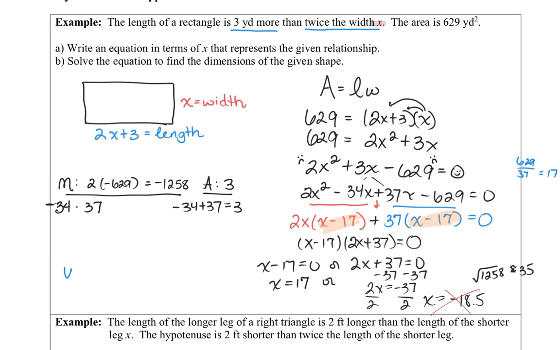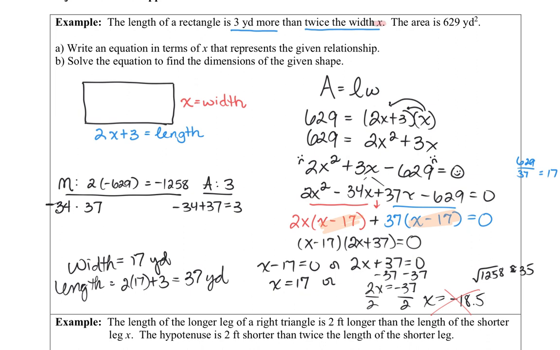So the width, why am I using blue? The width, which is x, equals 17 yards, and the length is 2 times 17 plus 3. 2 times 17 plus 3 is 37. So width is 17 yards and the length is 37 yards.